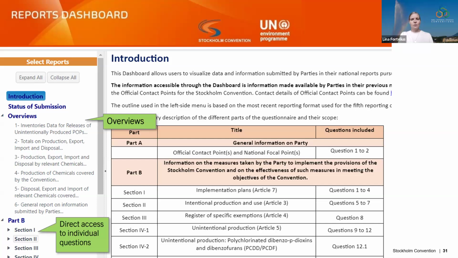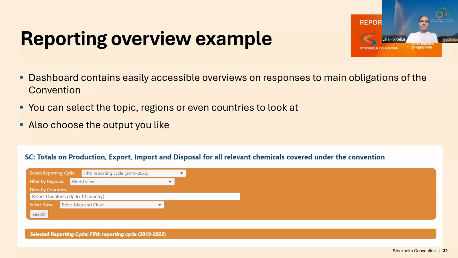And direct access to questions is under Part B. So if you want to look, for example, at the information on intentional production and use, Article 3, responses to questions 5 to 7 in the reporting format, you expand the section 2 using the little black arrow, and then you can select the question and choose the output you want. If you choose any of the 5 overviews, you may limit the countries and often choose the kind of output you want to have: table, map, or chart.